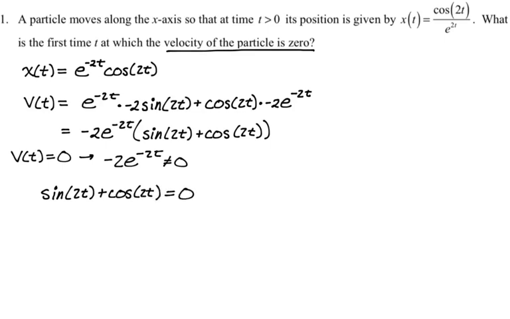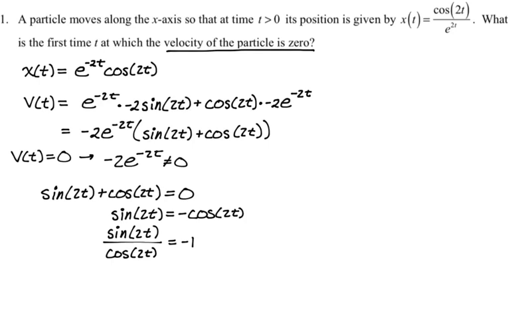Alright, so this is like solving a trig equation. I'm going to move cosine over. So I get this. I'm going to divide both sides by cosine of 2t, which is kind of a dangerous thing to do, because now I'm assuming cosine of 2t is not 0. But you can kind of work out if cosine of 2t is 0, then sine is not 0, so adding them together would not be 0. So that couldn't have been a solution anyway, so dividing is safe.